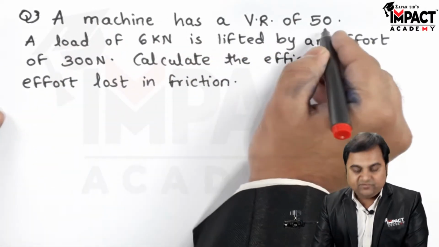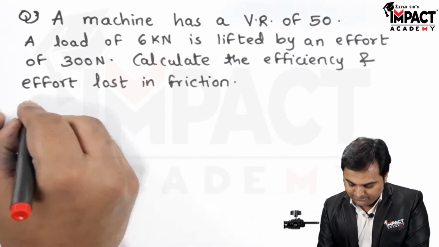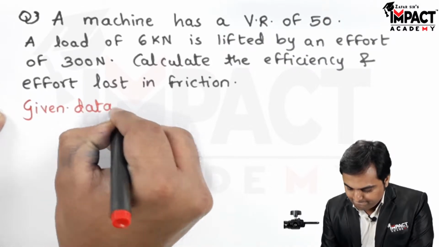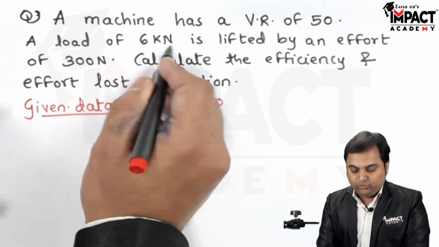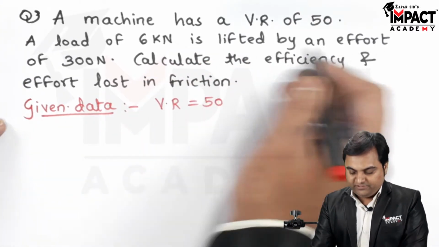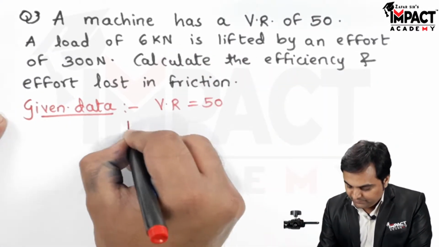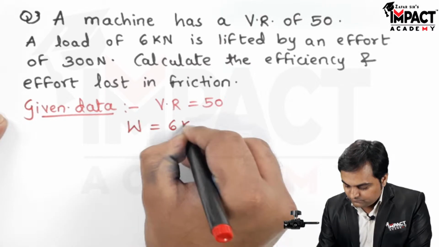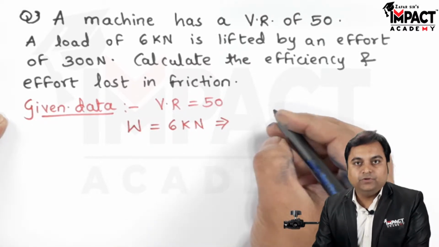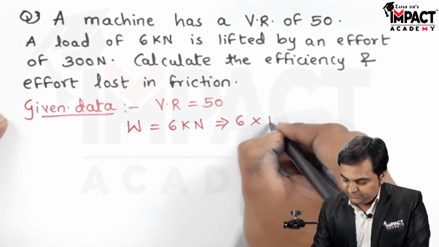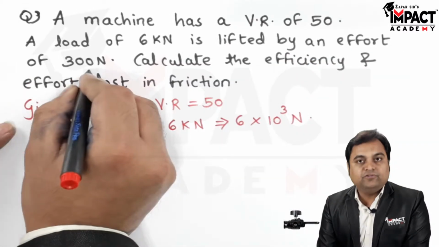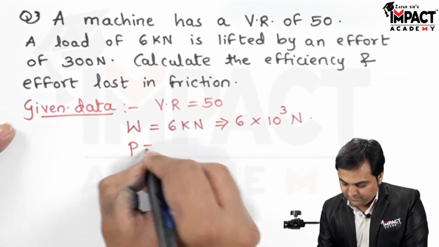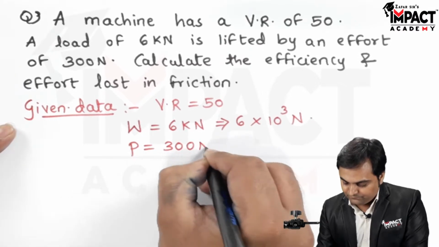So a machine has a VR, that is velocity ratio, of 50. A load of 6 kilonewton is lifted. So load is denoted by capital W. It is 6 kilonewton, so 6 into 10 raised to 3 Newton, lifted by an effort of 300 Newton. Effort is denoted by capital P.